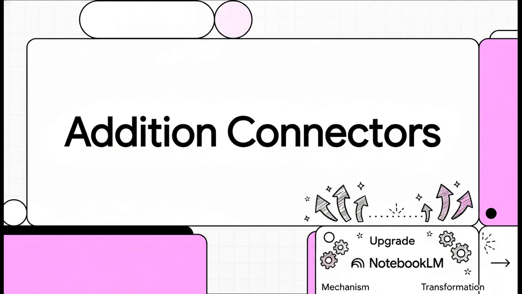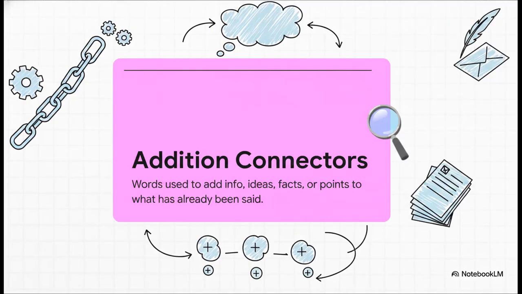Let's dive right in. So, addition connectors. Basically, they're the words and phrases we use to add information, facts, or ideas to what we've already said. Think of them as the glue holding your thoughts together. Without them, your sentences are kind of just floating around in space, but with them, your corporate communication becomes beautifully connected, organized, and super fluent.